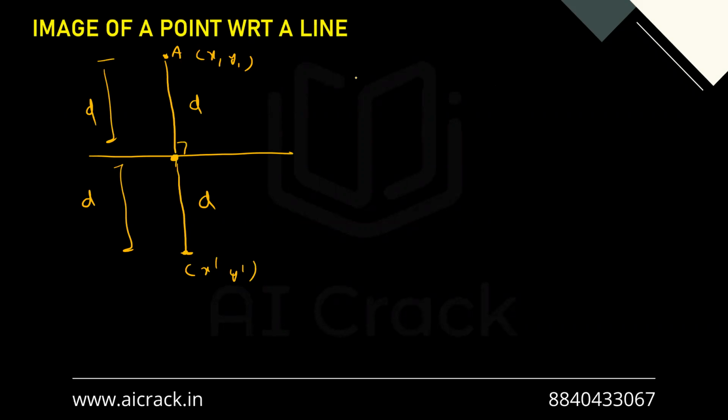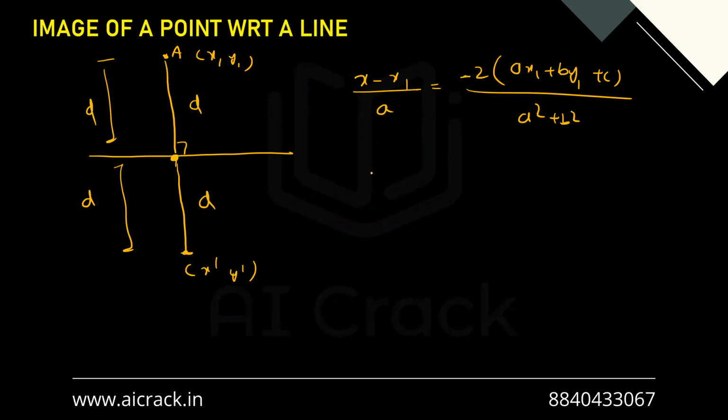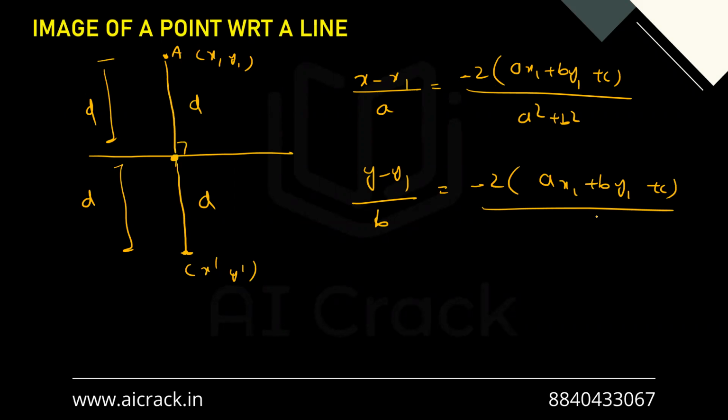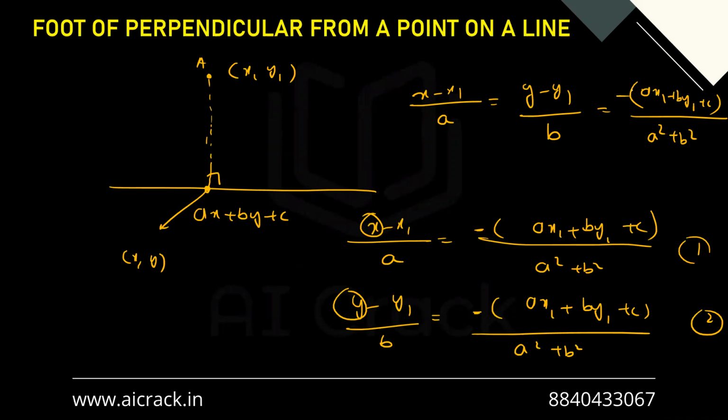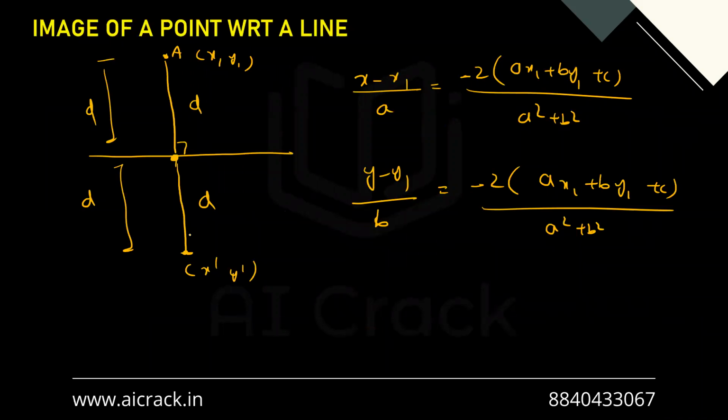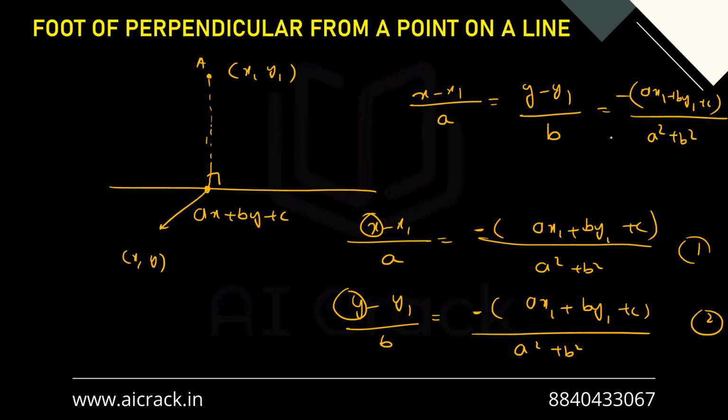So the formula comes out to be (x minus x1) divided by a equals minus 2 times (ax1 plus by1 plus c) divided by (a square plus b square). Similarly, (y minus y1) by b equals minus 2 times (ax1 plus by1 plus c) divided by (a square plus b square). Both these two formulas and this particular formula are more or less the same. The only difference is the 2 over here, because over here it was just distance d, over here it's distance 2d. So that is why minus 2 over here and just minus 1 over here.